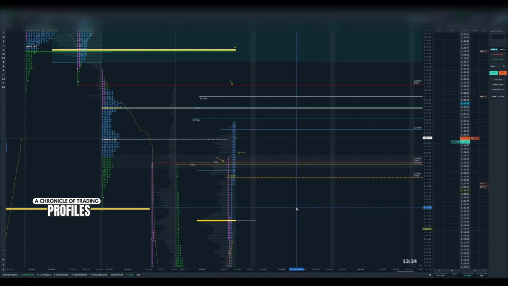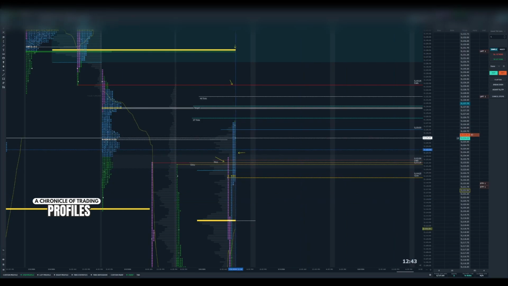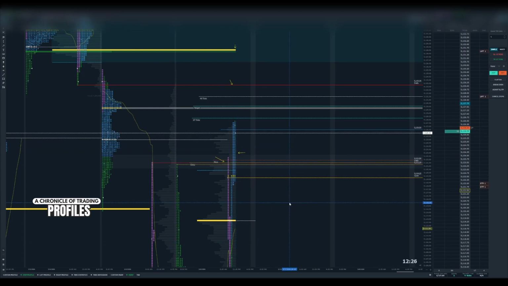Either way, if I was going for that POC, then I'd get out of this trade and I would look for another setup. I think it would go towards that POC, come back, bounce off that low, the red line, and then continue through that on the 4th value area.